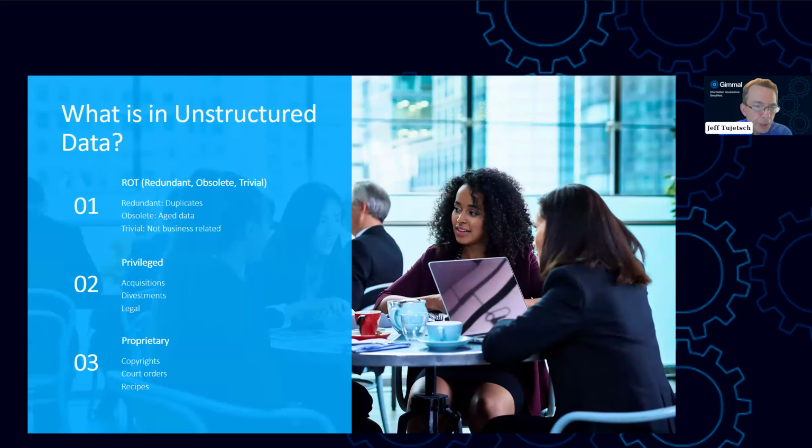So what is unstructured data? I'm sure a lot of you already know this. We have a lot of different types of data in there. Obviously, we have all the sensitive data. We have the duplicates as well. But then you get down to things that are privileged, like acquisitions and divestments, anything legal, confidential, or copyrighted, like a formula for some pharmaceutical company. Any of that type of information is probably going to be in your unstructured data, and it would be a great idea to understand where it is and what it is. Next slide, please, Marcia.